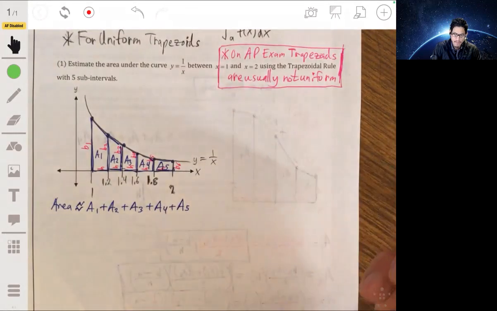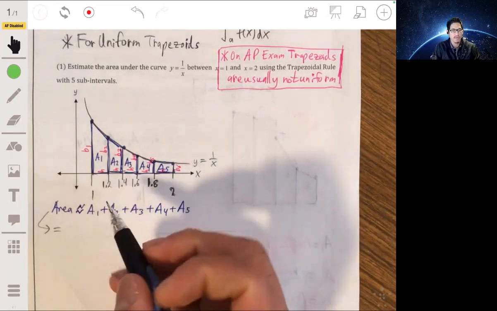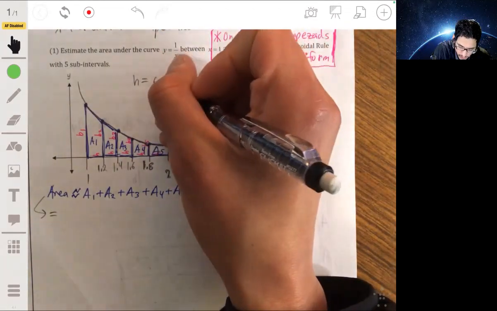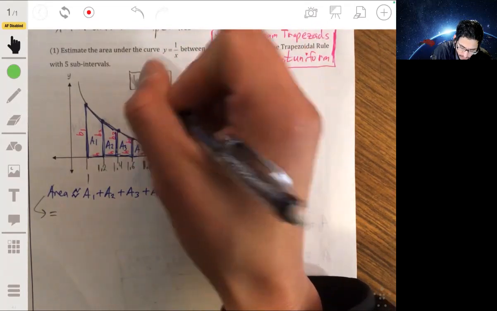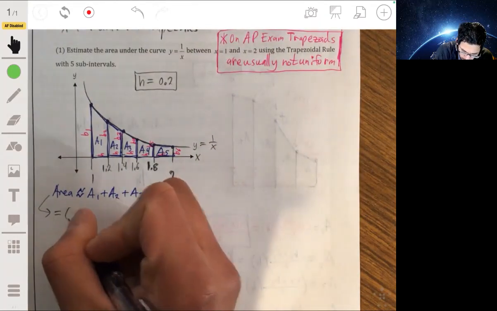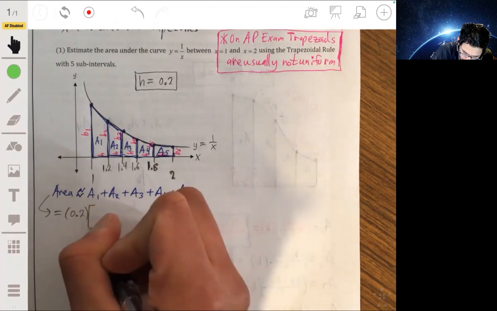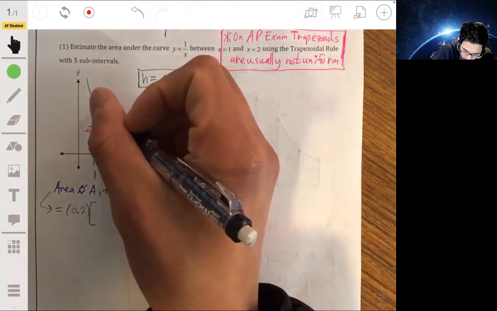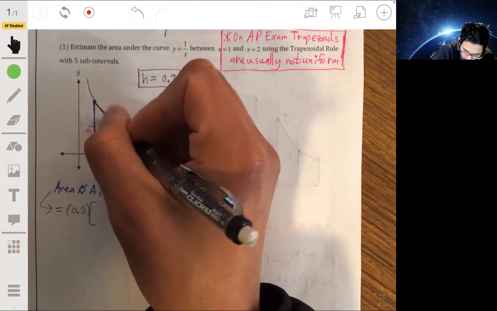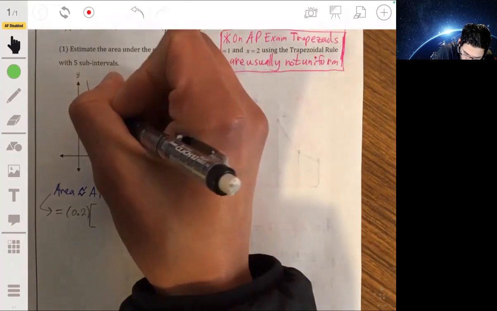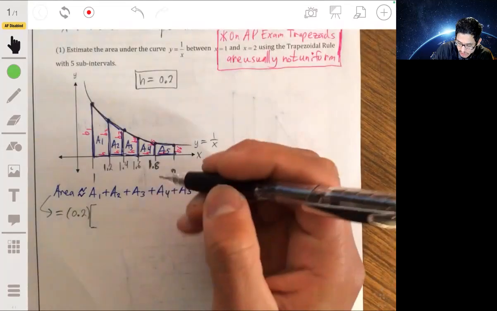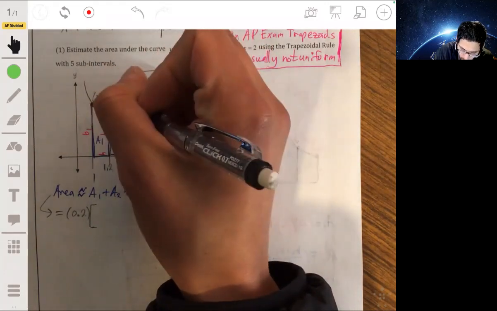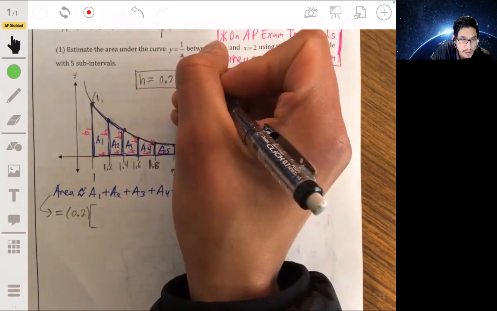So for A1, the area will just be the height H, which will be 0.2, times B1 plus B2 divided by 2. Now, B1 will be the value of y at x equals 1. This point will be at 1, comma, f of 1, or 1 over 1, so just 1. This will be 1, comma 1.